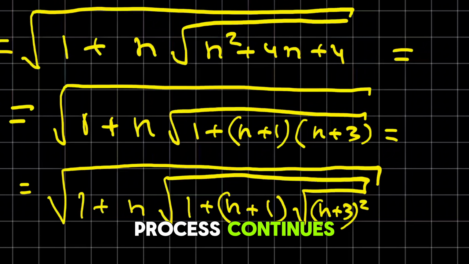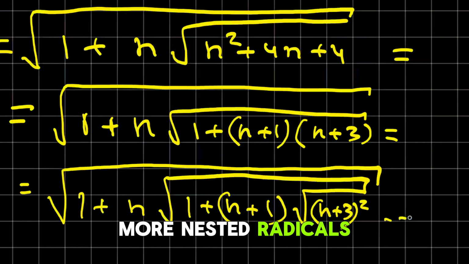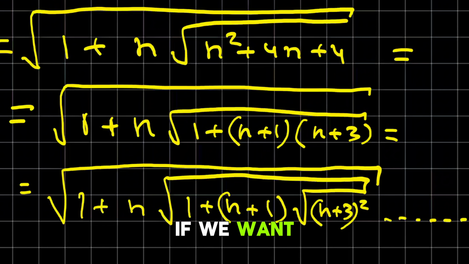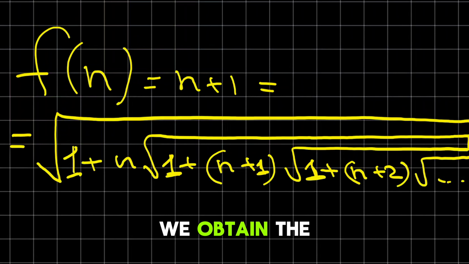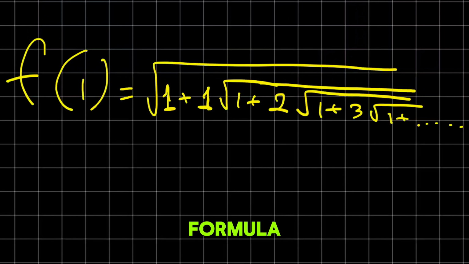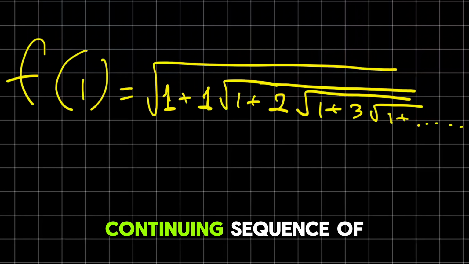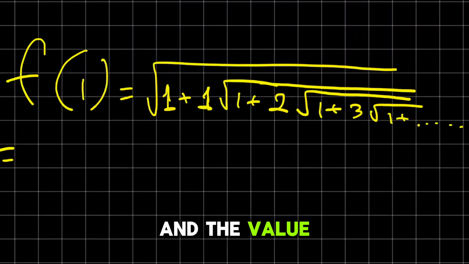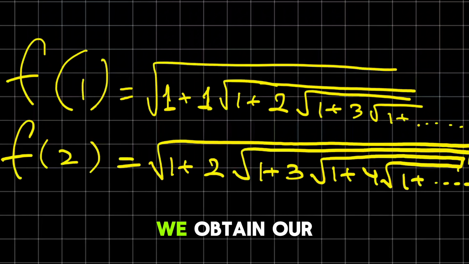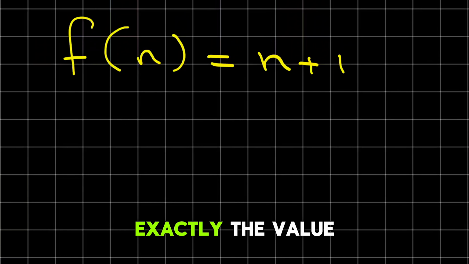This process continues, adding more and more nested radicals, and it can be repeated infinitely. If we want to write everything in a single expression, we obtain the following formula that extends to infinity. How is f1 calculated using this formula? This creates a continuing sequence of nested radicals like this, and the value of the entire expression is equal to 2. If we substitute 2 for n, we obtain our original expression, and that is exactly the value we wanted to find.